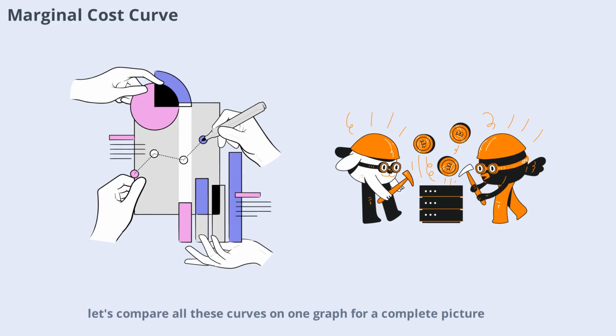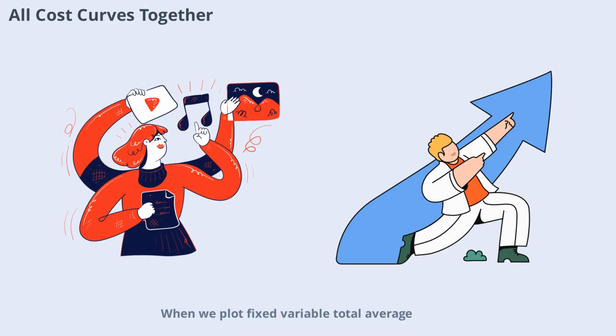Now let's compare all these curves on one graph for a complete picture. We plot fixed, variable, total, average, and marginal cost curves on the same graph. We get a comprehensive view of cost behavior. This combined graph helps businesses analyze how costs interact and change with output. It's a powerful tool for making pricing, production, and investment decisions. By understanding these relationships, managers can better navigate the complexities of cost management.